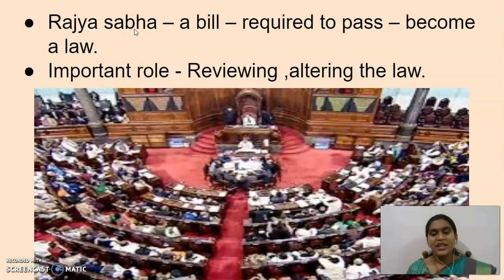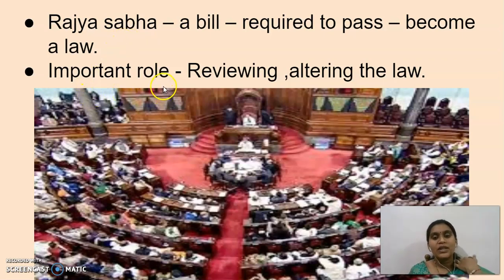You know what happens in the Rajya Sabha? It will be passing a bill, and it is required to pass, and it will become a law. So here, whatever bill it receives is required to pass. They will have a discussion among themselves, and finally that bill will be passed. Once that bill is passed, it will become like a law. So for this, it's a long process, children. Okay, it's a long process. I'll be explaining this in the next slot.